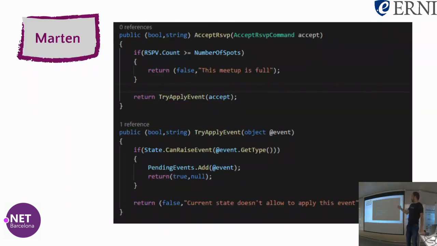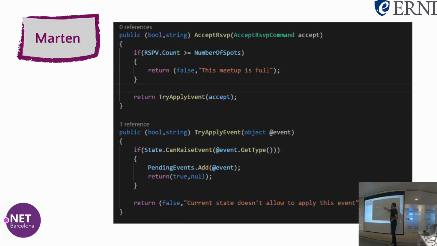And then this is the bottom part of the same class. This is the writing part. What we have is an accept RSVP function that receives the command, and after calculating the state, we check if we can apply the command. First, we check the number of spots. For example, if the list of RSVPs has more people than you can actually fit, then we return an error. We cannot apply this command because we are in a state that is not allowed.